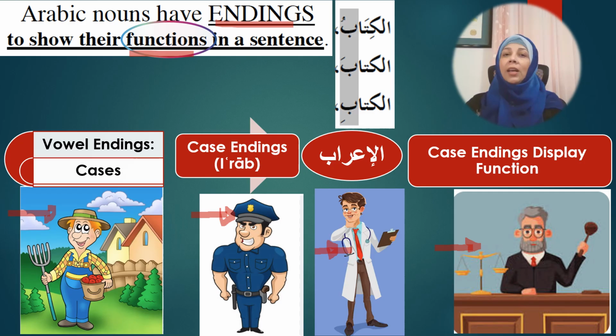Okay? So in Arabic, the words shown here, al-kitabu, it ends with a vowel. The vowel here is dhamma, here it is fatha, and here it is kasra. So these vowel endings are called cases in Arabic, and they are called al-i'rab. Okay, al-i'rab right here. And these case endings display or show the function of the sentence, and that's what we are going to talk about next.